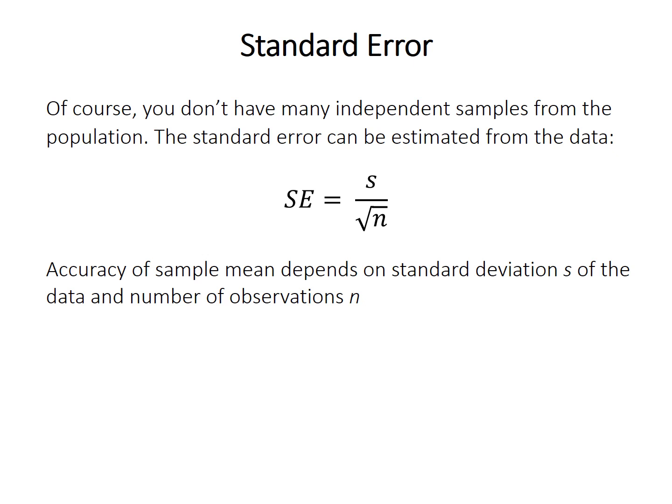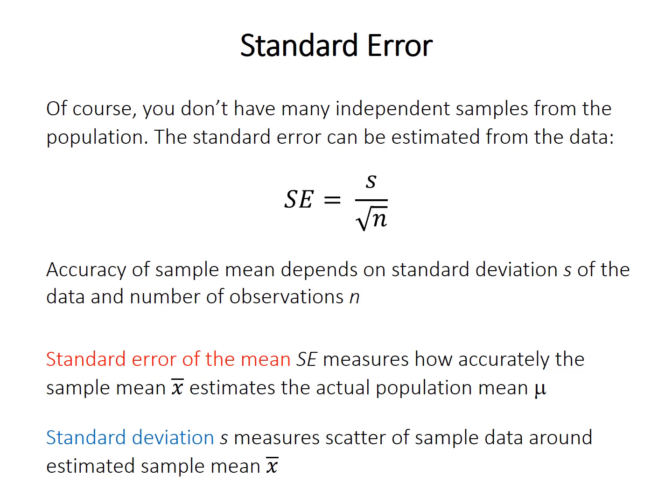So just a reminder, standard error measures how accurately the sample mean estimates the true population mean. Standard deviation, which you've heard about before, is a measure of the scatter or the variability of sample data around the sample mean itself. So even though they both have standard and they can be confusing sometimes, they're very different parameters. We use one, the standard error, to estimate how good our sample mean is, and we use standard deviation to describe the distribution or the scatter of our data.